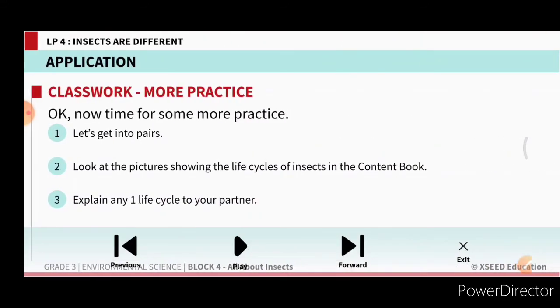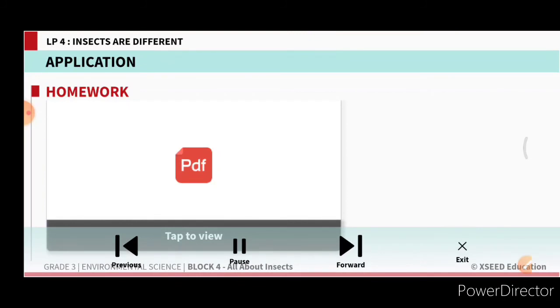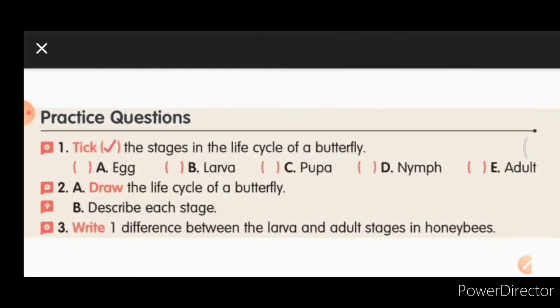Now, let us move to the practice questions. All of you open your content book to the practice questions, block 4.4, right? Practice questions. First question: tick the stages in the life cycle of a butterfly. After learning so much about the life cycle of a butterfly, we learned that the butterfly has 4 stages in its life cycle, that is egg, larva, pupa and adult.